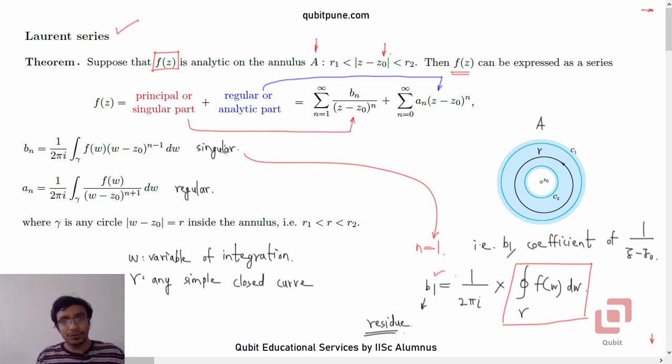The second thing that you should remember is the difference between the principal or singular part and the regular or analytic part. Principal part means negative integral powers of z minus z naught, where z naught is the center, and regular or analytic part means either the 0th power or positive integral powers of z minus z naught. One more thing is f of z need not be defined at z naught.